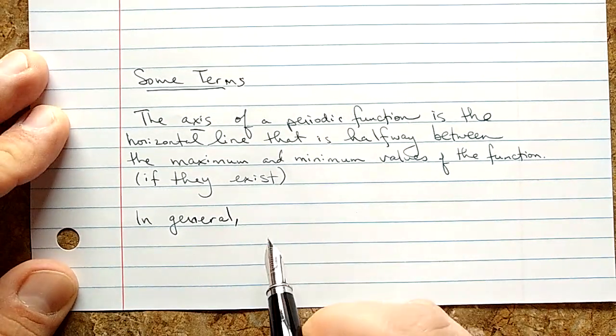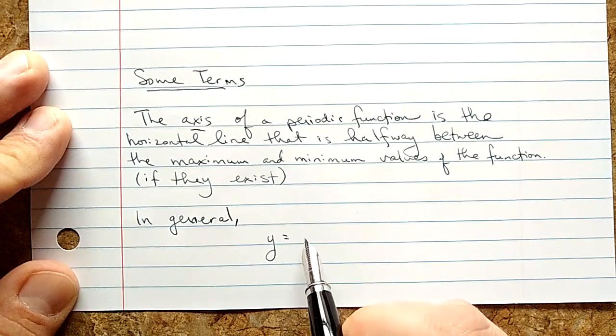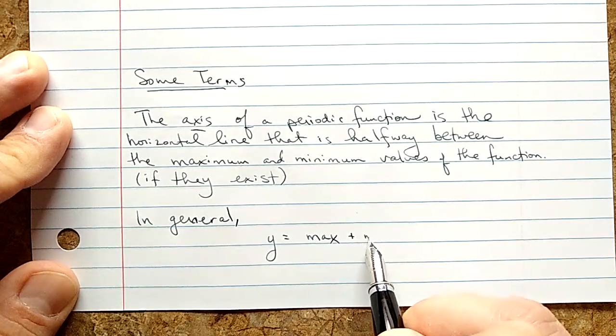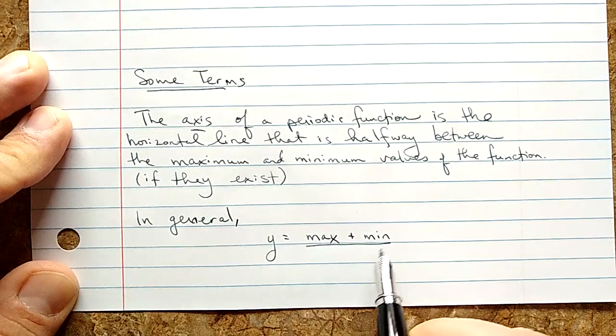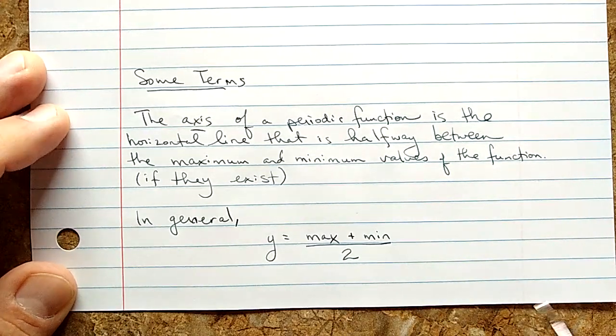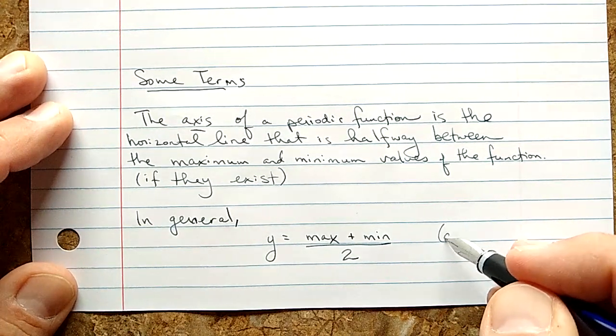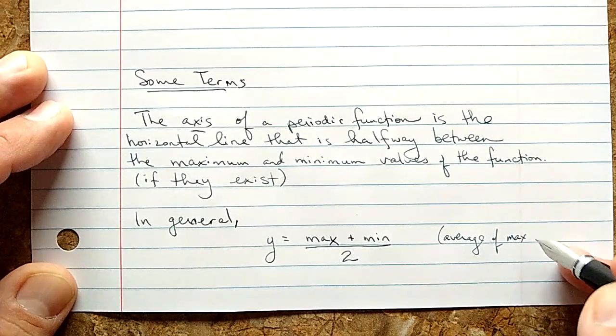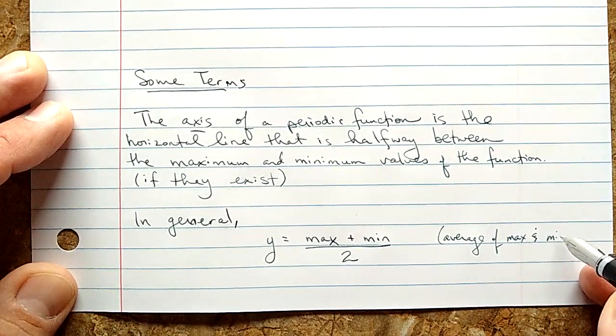And in general, if we do have those maximum values, the axis is the maximum value plus the minimum value, all divided by 2, and you'll see that that is basically the average of the max and the min.